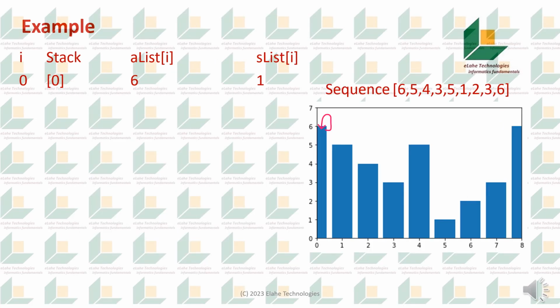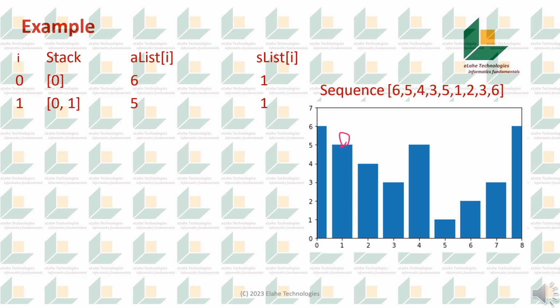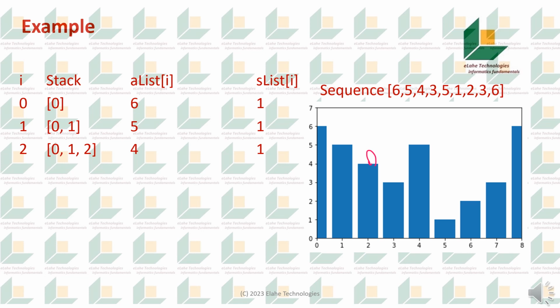The number in position 0 is 6 and its span is 1 by definition, since there are no other numbers to its left. We push 0 onto the stack. The number in position 1 is 5. Its span is 1 since looking backwards there are no other elements smaller than 5 to its immediate left. We push 1 onto the stack. The number in position 2 is 4. Its span is 1 since looking backwards there are no other elements smaller than 4 to its immediate left. We push 2 onto the stack.